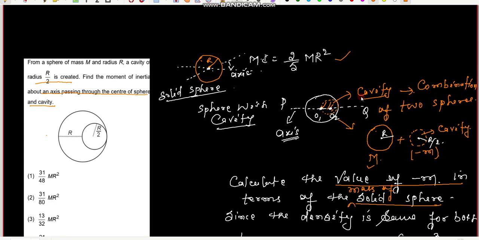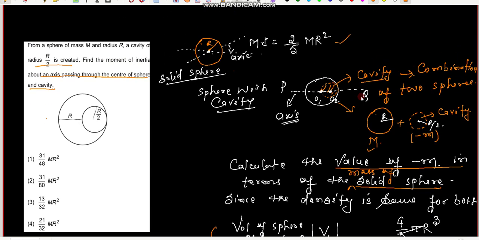Okay, so we are here with a question that came in the IIT JEE 2025, and this question is based on the moment of inertia. The question is: from a sphere of mass capital M and radius capital R, a cavity of radius R by 2 is created. Find the moment of inertia about an axis passing through the center of the sphere and the cavity.